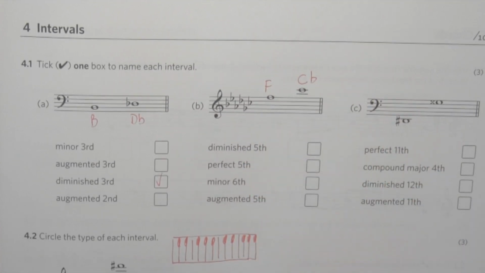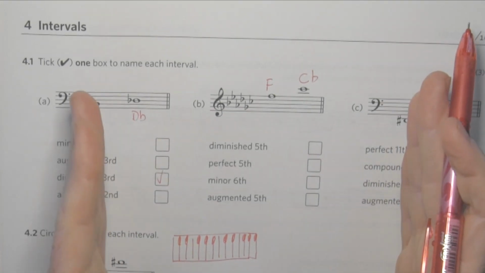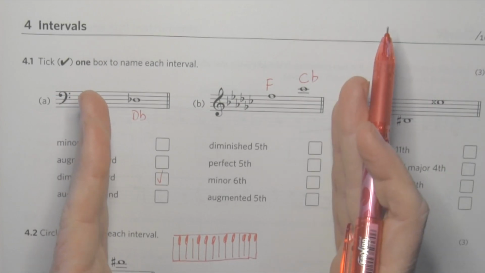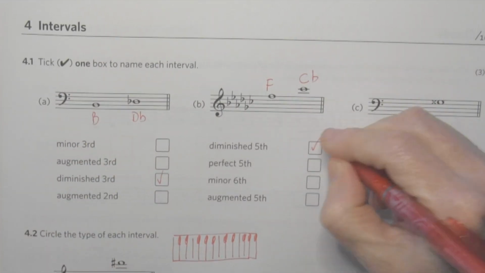A perfect fifth is made up of 3.5 tones. Now we count 1, 2, 3.5, but actually this is Do flat. So the interval is not perfect, but is diminished. So again, diminished fifth.